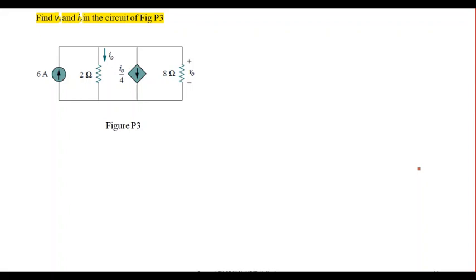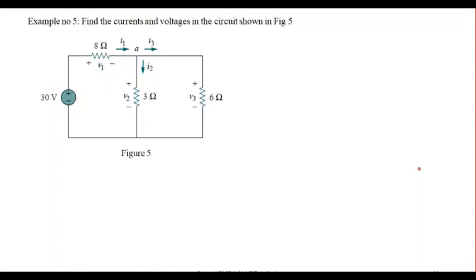Next, we shall go to the next one, that is problem number 5. So here, first you understand the circuit and the question. The question just mentions that you need to find the currents and voltages in the circuit. It is already mentioned which are the branch currents and which are the branch voltages.